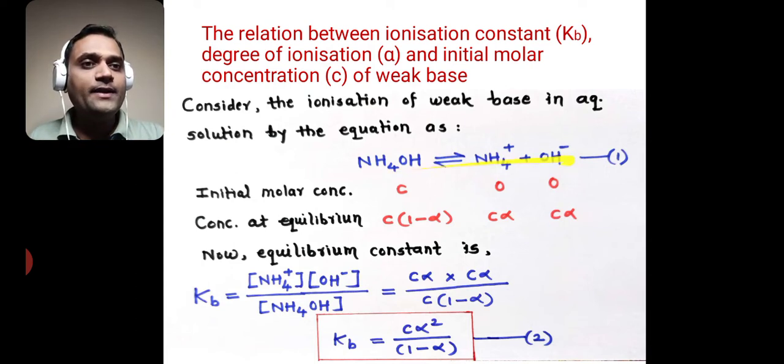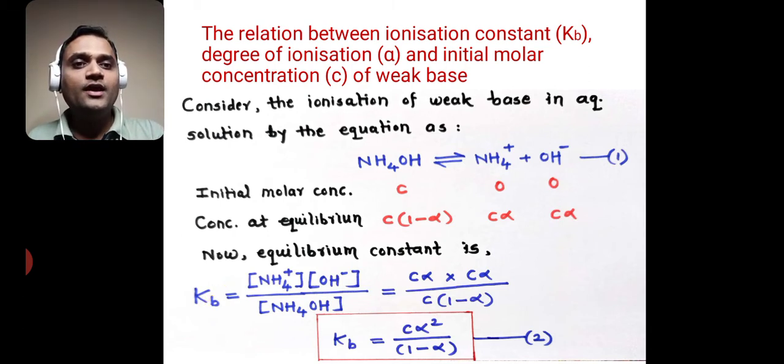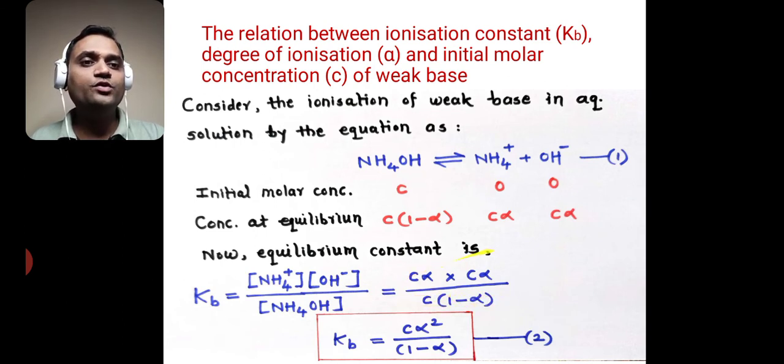Now the equilibrium constant for this reaction is given by Kb is equal to the product of molar concentrations of products divided by the molar concentration of reactant. The molar concentration of NH4 plus at equilibrium is C alpha, the molar concentration of OH minus at equilibrium is also C alpha, and the molar concentration of ammonium hydroxide at equilibrium is C into 1 minus alpha. So we put in these values from the concentrations at equilibrium.